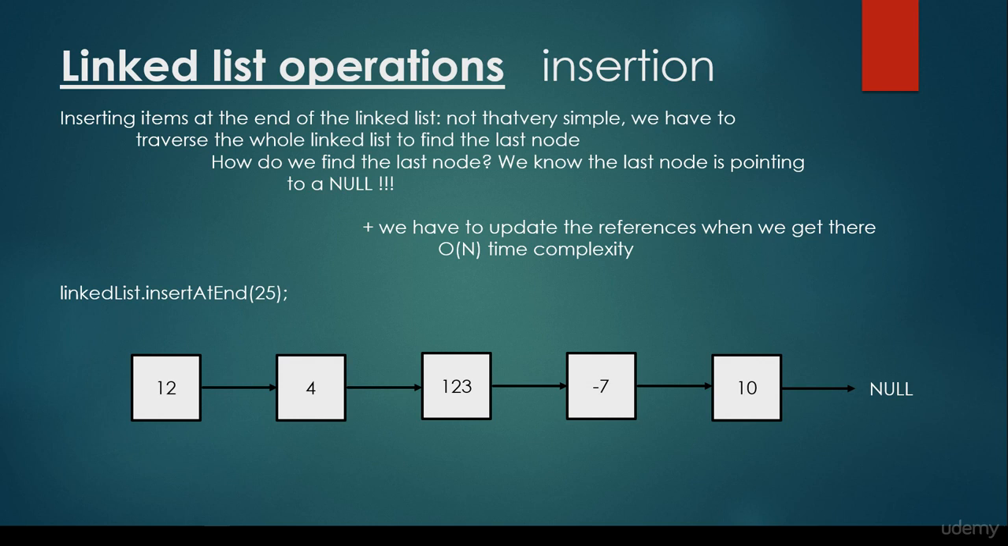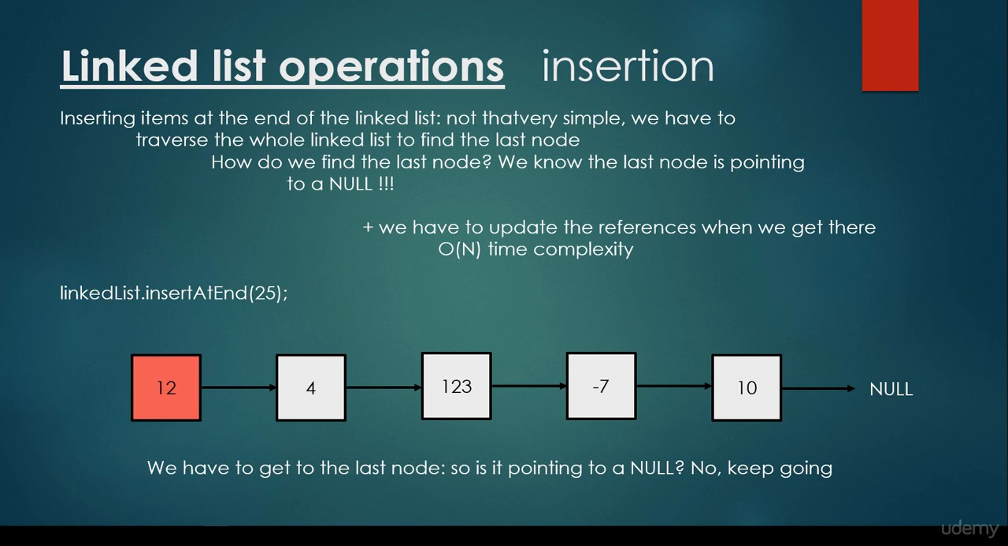So for example, we have this linked list with the 12, 4, 123, -7, 10 items, and we would like to insert 25 at the end of the linked list. It's very important that we can access only the root of the linked list. So here for linked lists, we are not able to make random access. We access the root of the node. What is the root of the node? It is the first node, which is the 12 in this case.